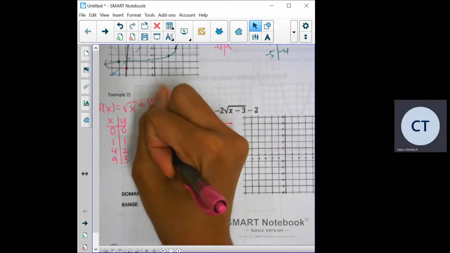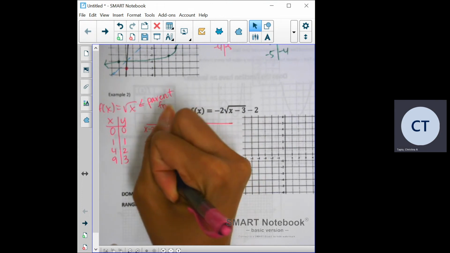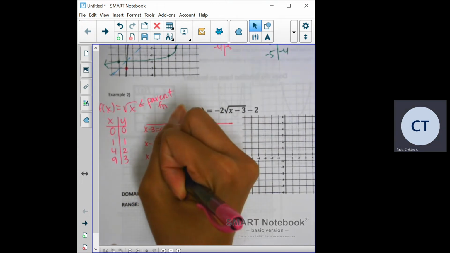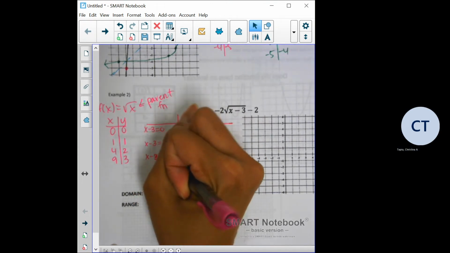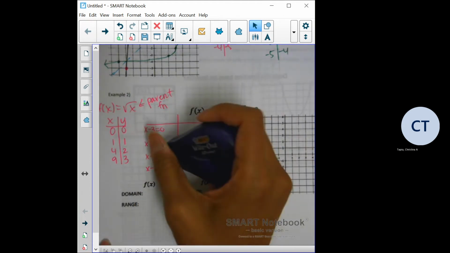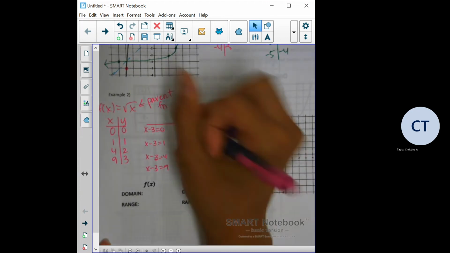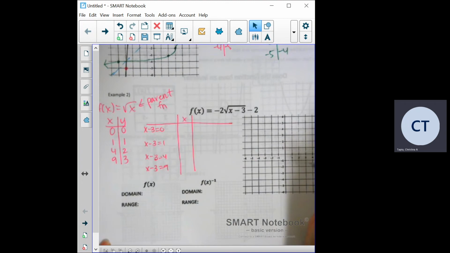So I'm going to make x minus 3 equal to 0, all the way down to 9. That's a 3. So once I solve each of those, this is my new x column.